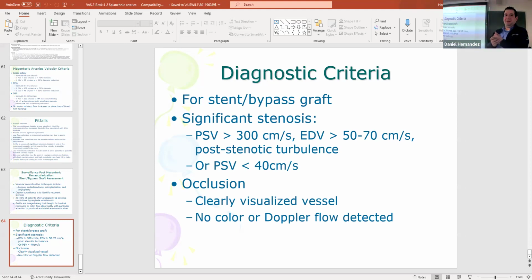All for mesenteric ischemia. That's not bad. That's a lot of information. Look at that.